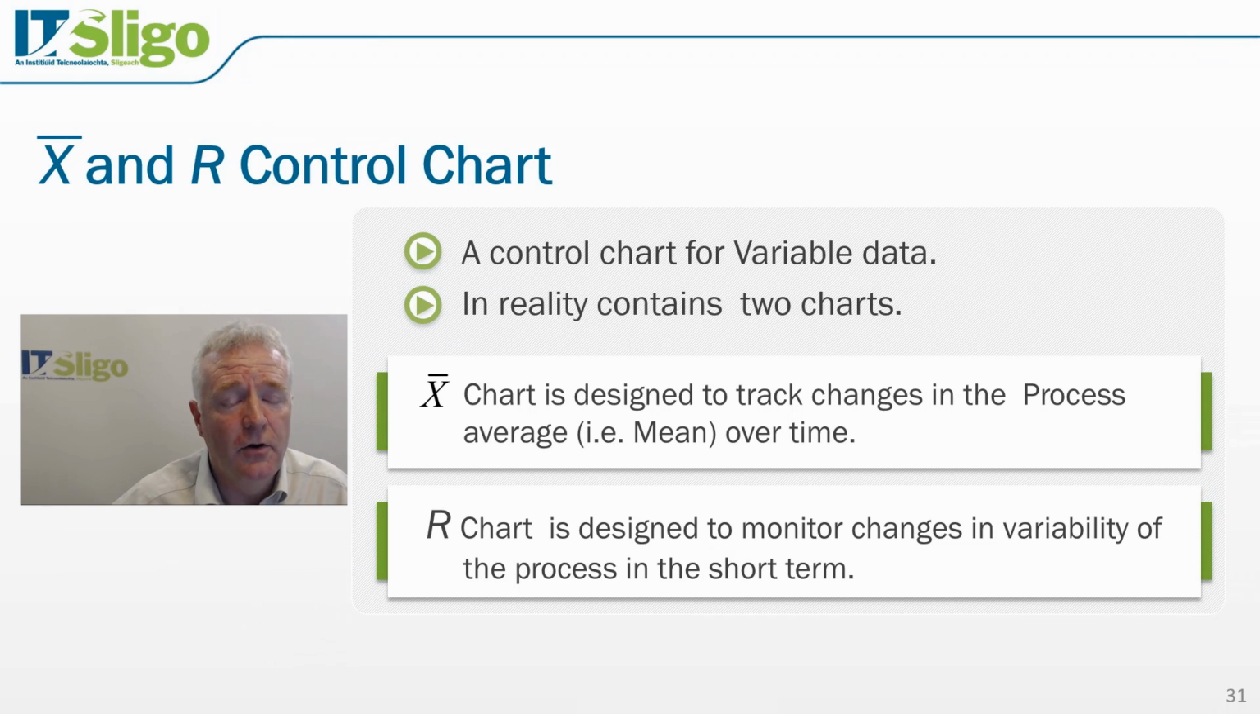We're going to plot a control chart for variable data. This chart is known as the X-bar and R chart. In reality, it consists of 2 charts. One is the chart that tracks changes in our process average, or changes in our X-bar. The other chart monitors changes in variability, and this is determined by monitoring the range.